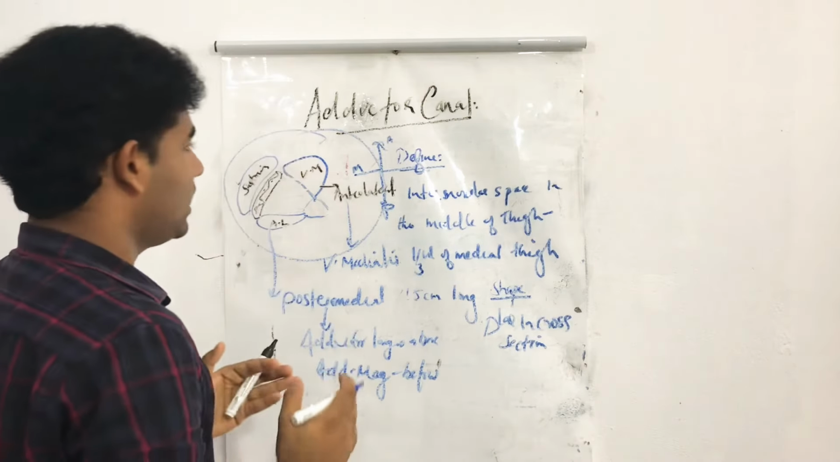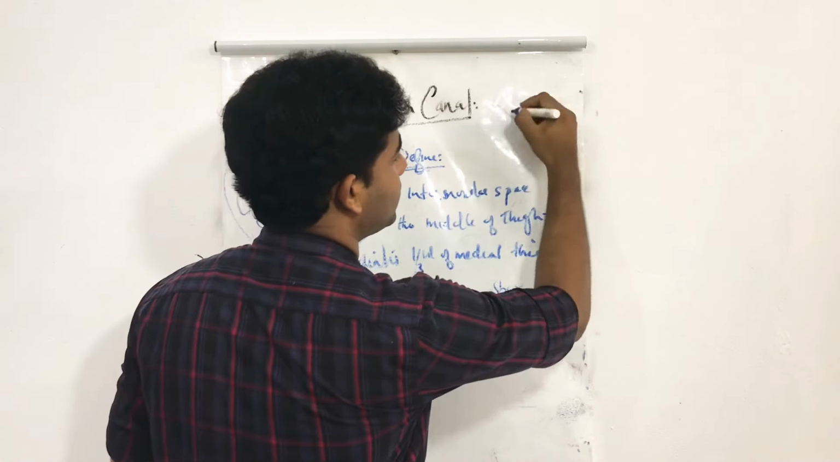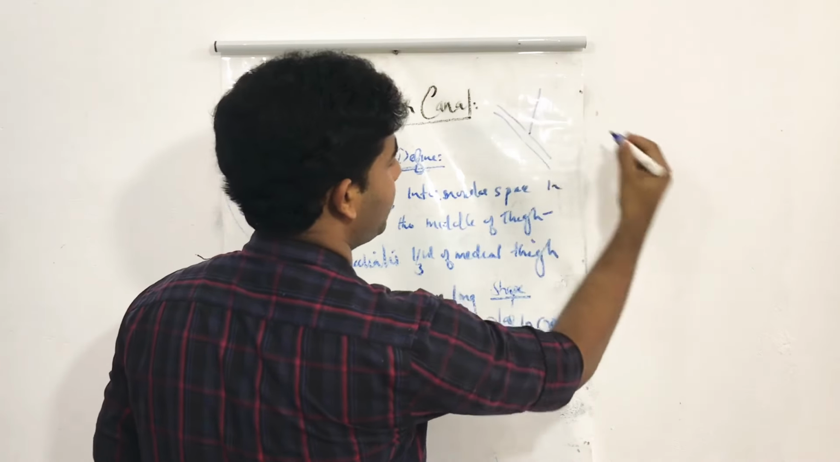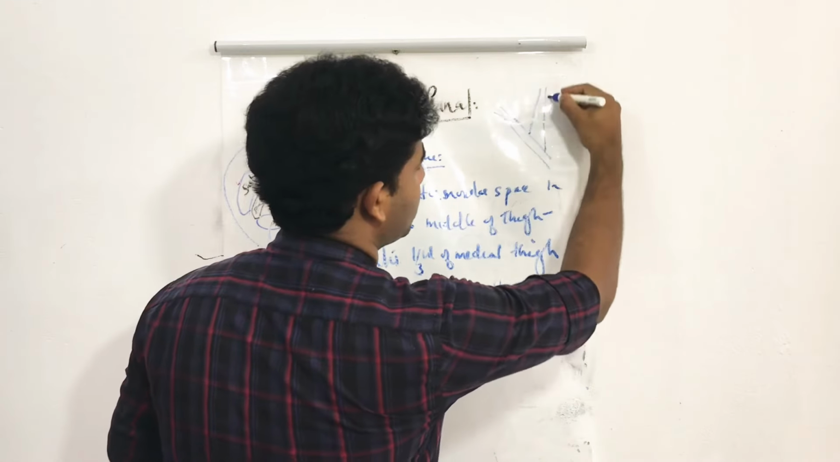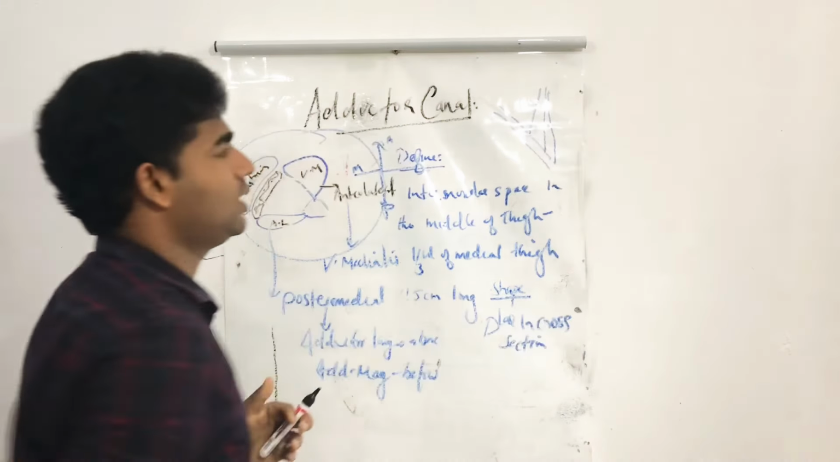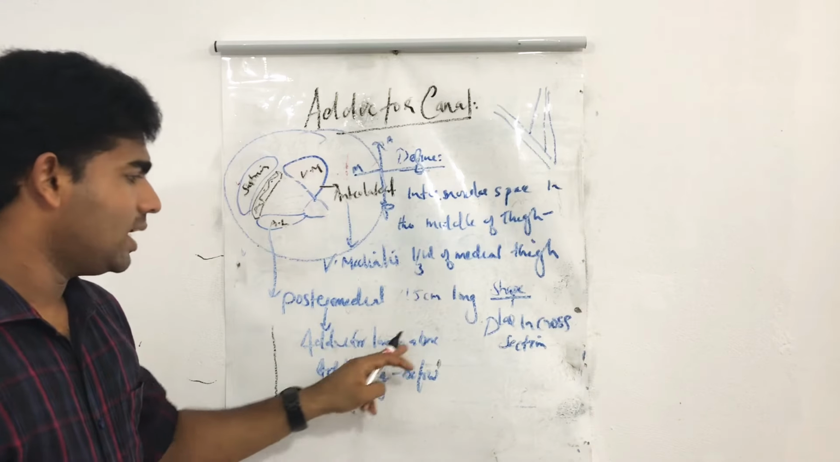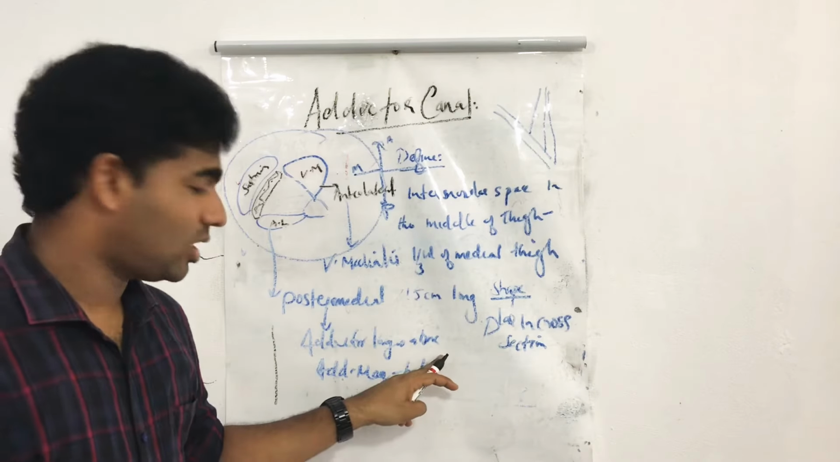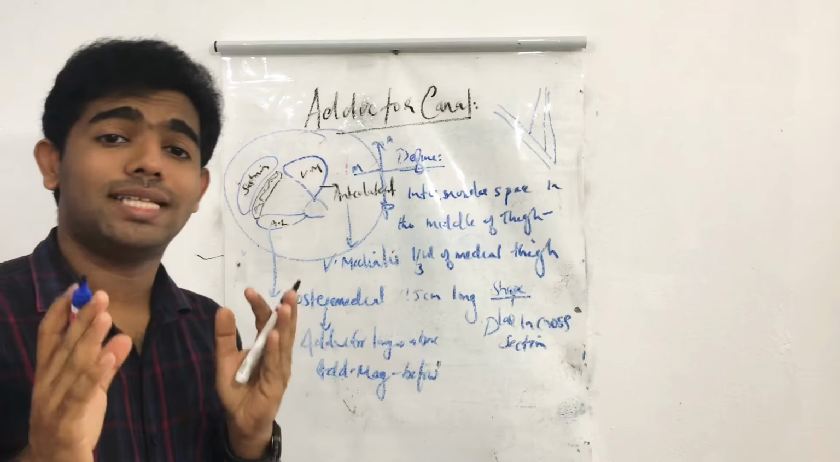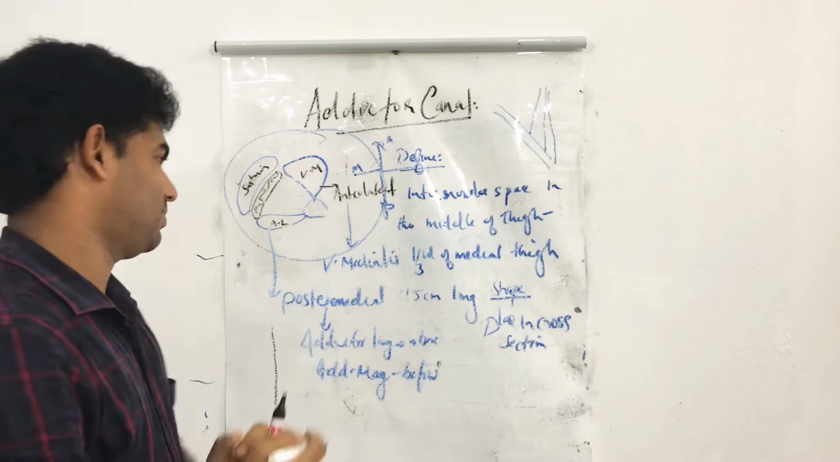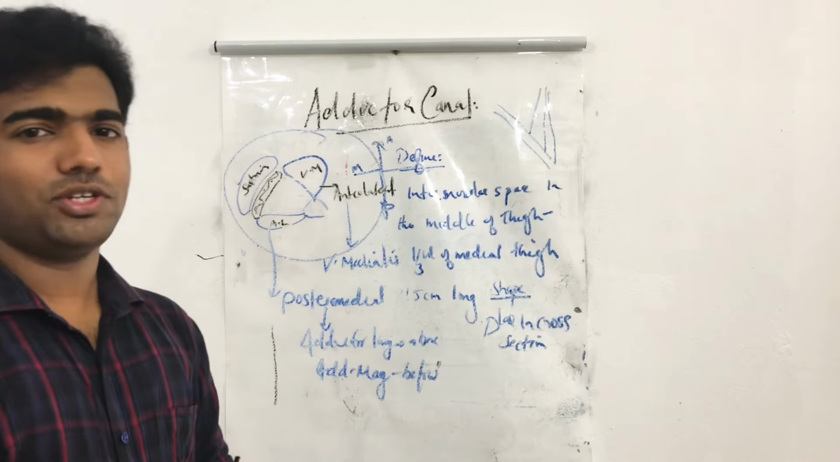So that means the upper part here, this is the sartorius, this is the femoral canal apex. Here you have the adductor longus, and just below that you have the adductor magnus. So we will relate like this. Posteromedial boundary: above it is formed by the adductor longus, and below it is formed by the adductor magnus muscle. Clear? Am I making you confused?